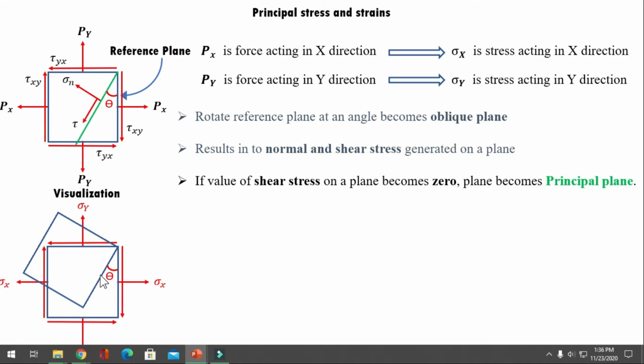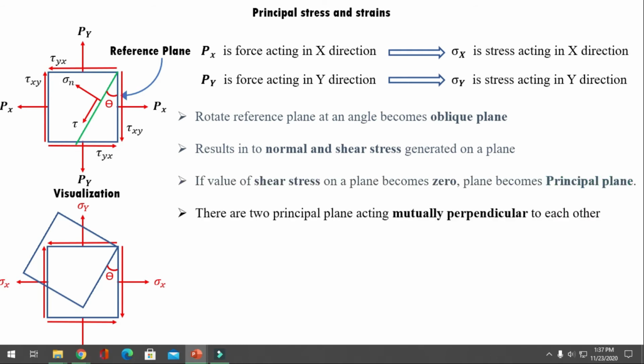Here also, if the value of shear stress on this plane becomes 0, then that plane I can call a principal plane. And we have two principal planes which are mutually perpendicular to each other. So here you can say this is x plane, this is y plane. I am rotating at an angle of theta, so this is my x plane, this is my y plane. These are separated by an angle of 90 degrees. So here I am getting tau is equal to 0. This is my principal plane number 1 and this is my principal plane number 2, which are mutually perpendicular.